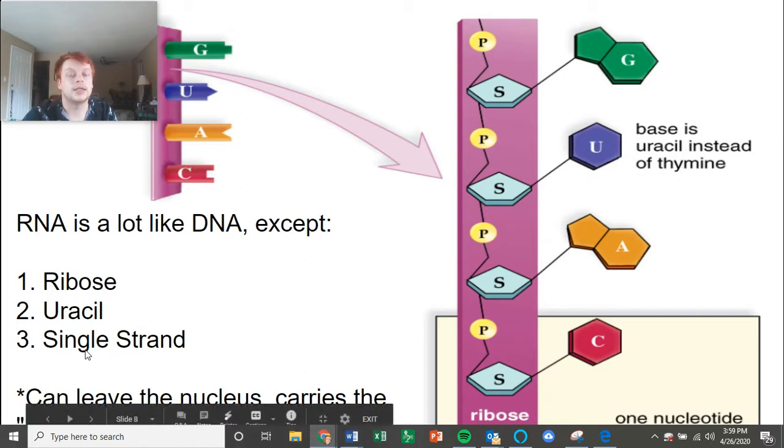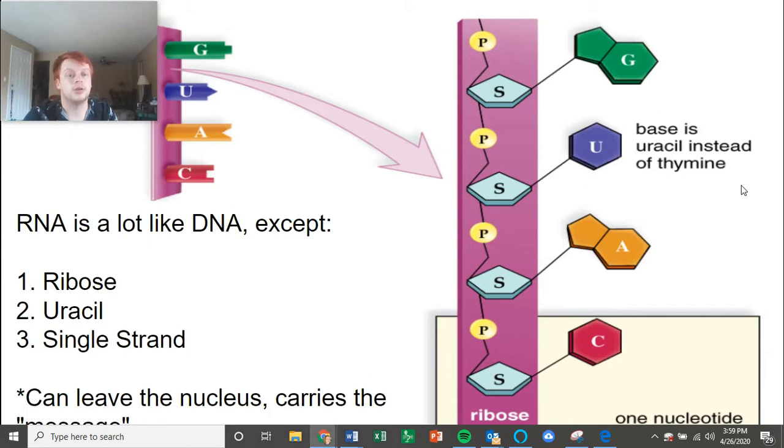And then the last thing is that RNA is single-stranded. So it is not a double helix, it's one strand, which is why it's able to escape the nucleus. It's small enough to carry that message out of the nuclear pore where the DNA could not.